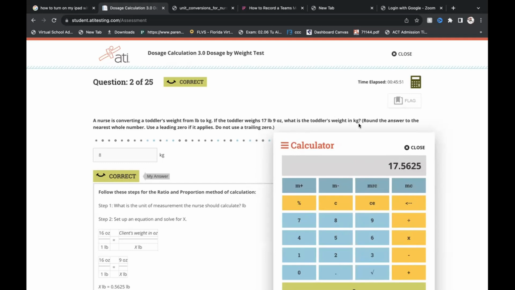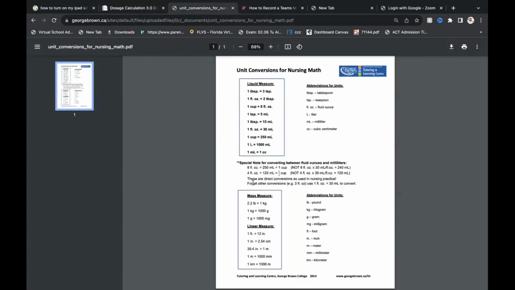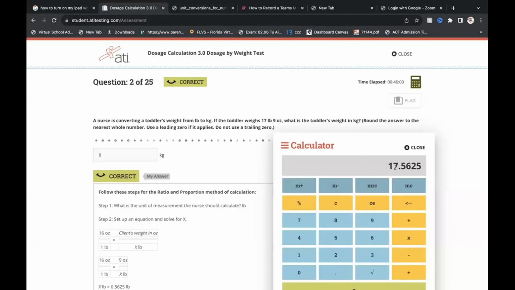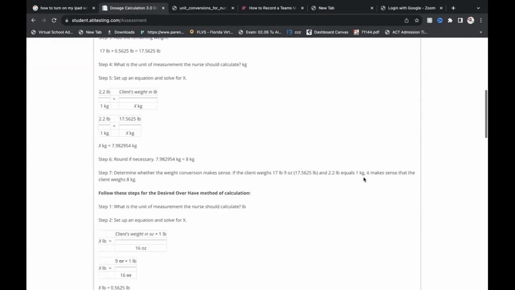Now we need to convert that to kilograms. In the unit conversion, it says 2.2 pounds equal 1 kilogram. So that means for every 2.2 pounds in this 17.5625, there is 1 kilogram. So we have to divide 17.5625 by 2.2, and it gives 7.98. Now it says to round the answer to the nearest whole number, which means no decimal point, which gives 8. This one was a little simpler, not too complex.